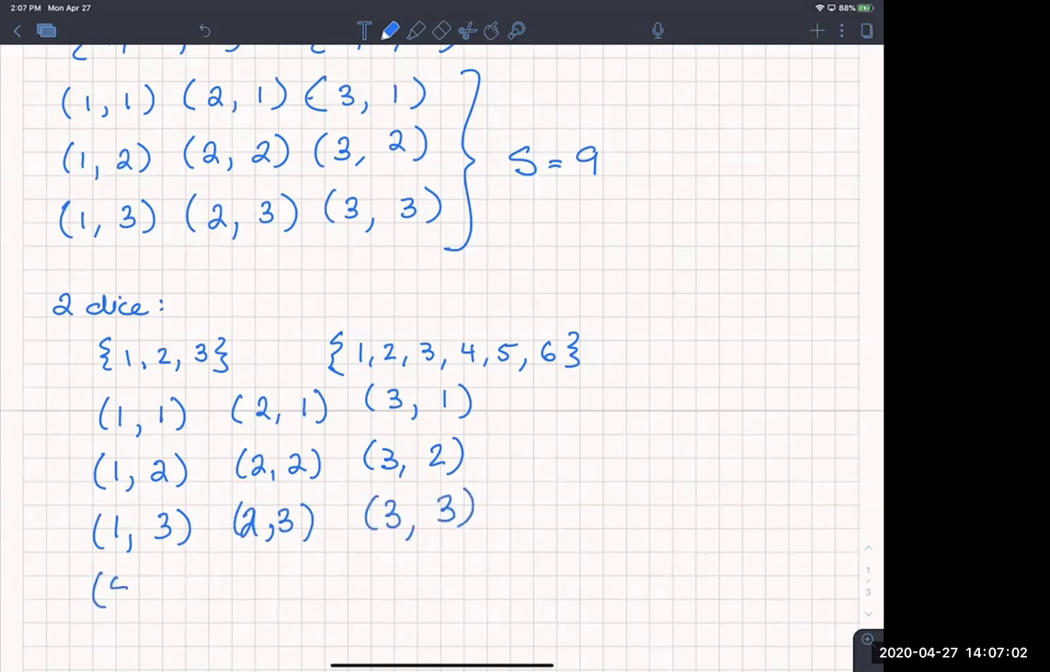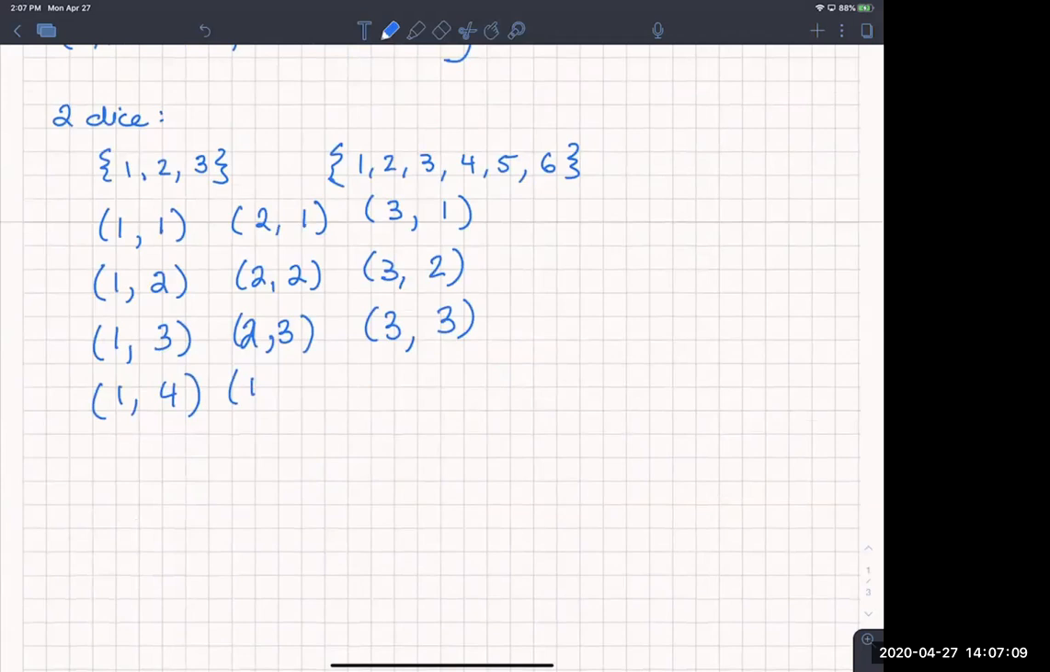Then again, 1 on the first die, 4 on the second die, 2 on the first die, 4 on the second die, 3 on the first die, 4 on the second die.